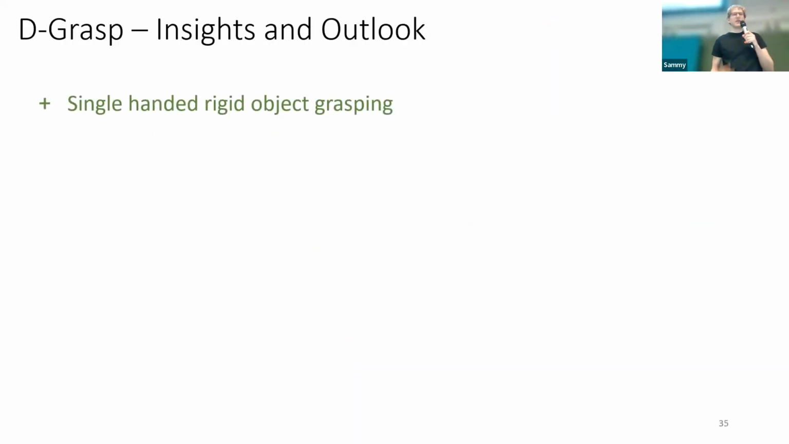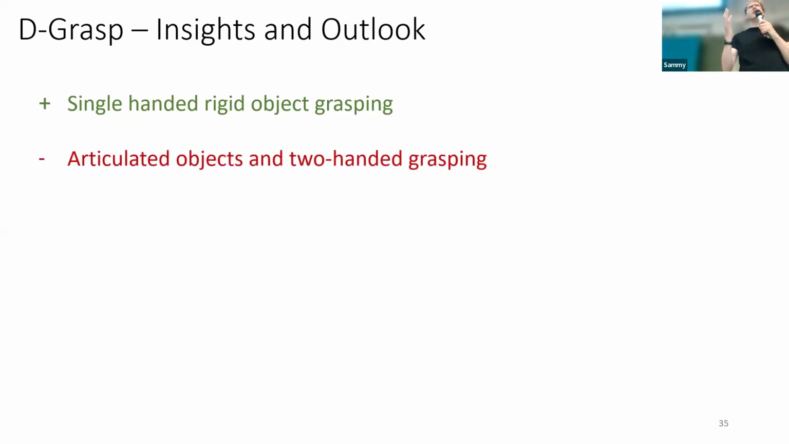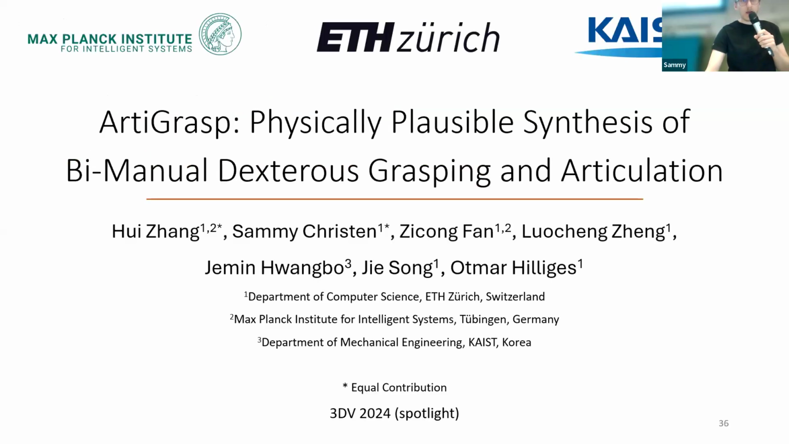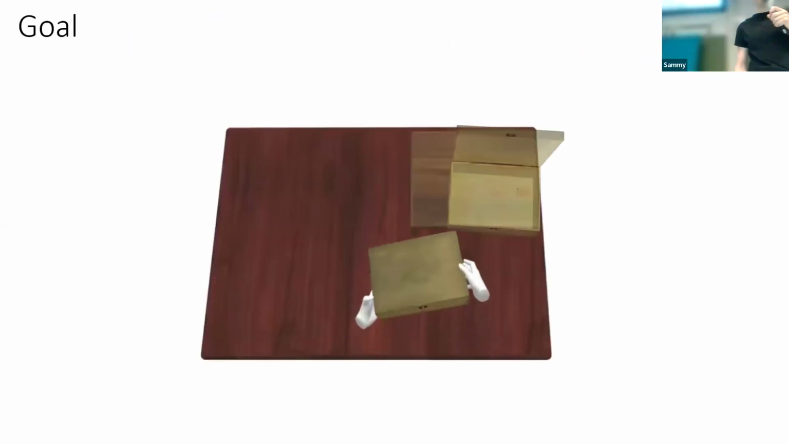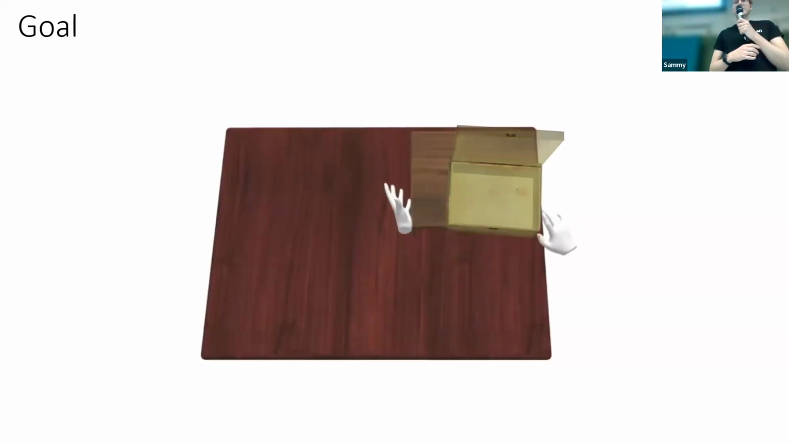Okay, so this was single-handed rigid object grasping, but in the real world, we actually usually manipulate objects with both hands. And also a lot of objects that we use, let's say for example the laptop, are articulated. So in ArtiGrasp, we extend our DGrasp work to bimanual manipulation and also to articulated objects. The goal here is not only to grasp objects, potentially with two hands, but then also articulate them into target poses.